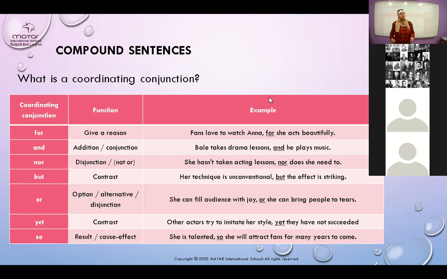Tomorrow we will do some exercises on complex sentences. After we explain complex sentences, we'll do a few exercises, then we move to compound complex, which is the most difficult type of sentences, but not for you, because I'm going to explain it in a very simplified way.